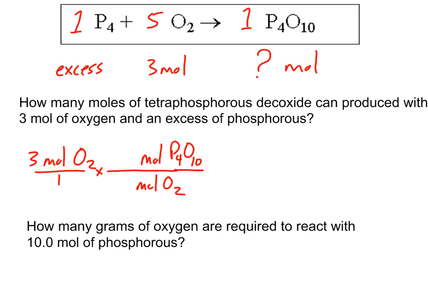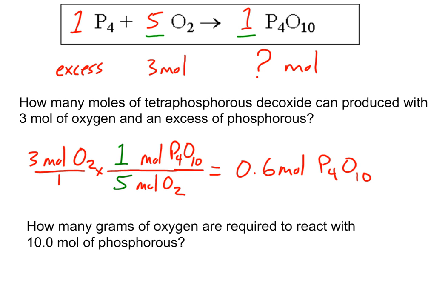Okay, and so if I look at the equation, I'm going to use another color here. We've got a 5-to-1 ratio from the coefficients. So I know that for every 5 moles of O2, I will produce 1 mole of the phosphorus decoxide. And then we do our calculation here, and whatever our number ends up being, we get 0.6 moles of the P4O10.